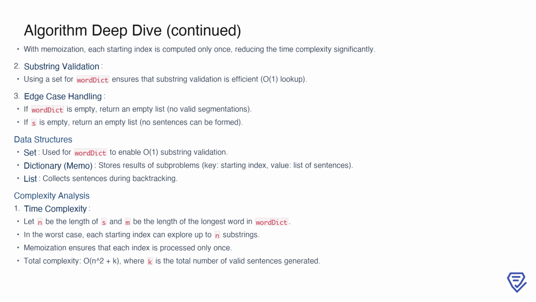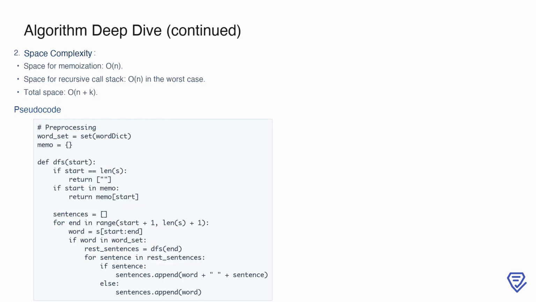Each starting index explores up to n substrings, and memoization ensures that this is done only once per index, leading to a time complexity of O(n²) plus k, where k is the total number of valid sentences. In terms of space complexity, the algorithm requires space for memoization, which is proportional to the length of the string, O(n). Additionally, the recursive call stack can go as deep as the length of the string in the worst case, contributing another O(n). Combined, the total space complexity is O(n) plus k, where k is the space required to store the final list of sentences.